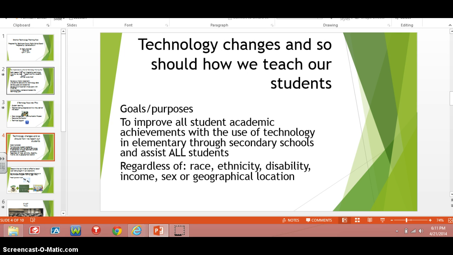Now, in today's time, technology changes, and so should how we teach our students. We need to have goals and purposes. And when doing that, to improve all student academic achievements with the use of technology in elementary through secondary schools and assist all students, regardless of race, ethnicity, disability, income, sex, or geographical location.